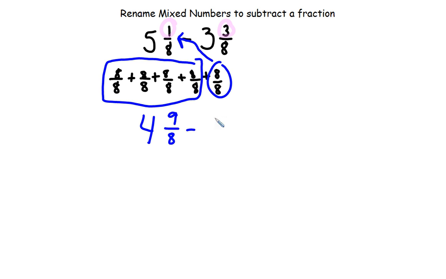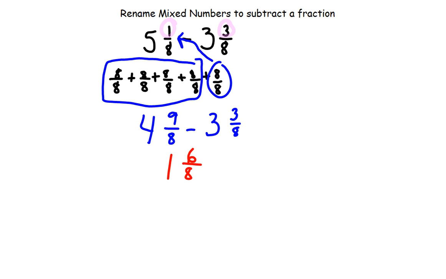So now I can take away 3 3/8 away from that because now my numerator here is greater than that one. So I'll just simply work out the problem, do the whole numbers first. So I have 4, take away 3, and that gives me 1. And now I know that my denominator is not going to change, so I'll leave that as 8. And I can do 9 minus 3, and that gives me 6. So 1 6/8 is the answer to this problem right here.